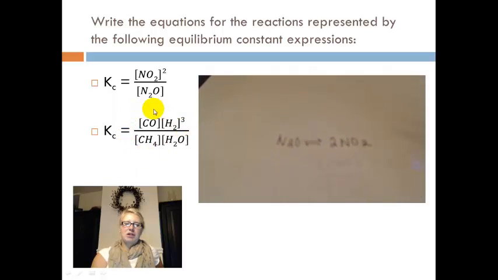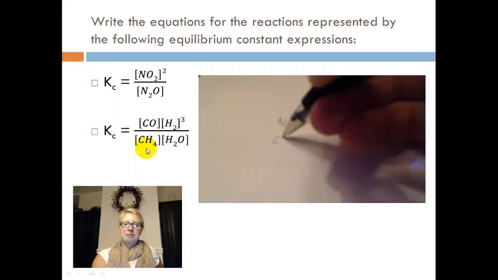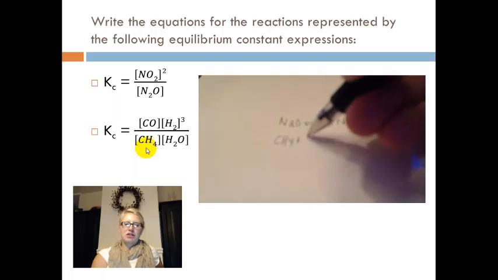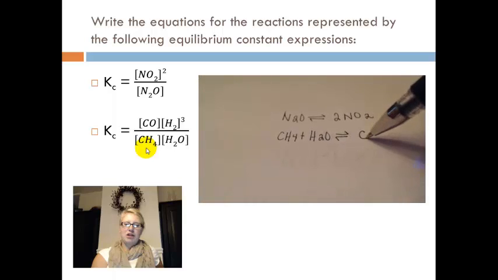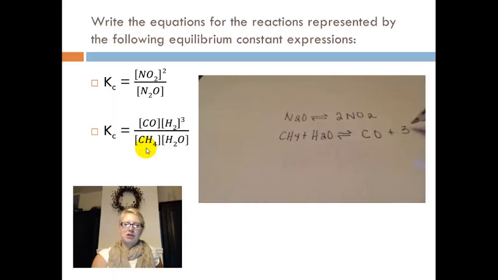For the second one, we can see products over reactants. So the reactants are going to be methane, CH4, plus water, H2O, in equilibrium with carbon monoxide plus 3 hydrogen molecules.